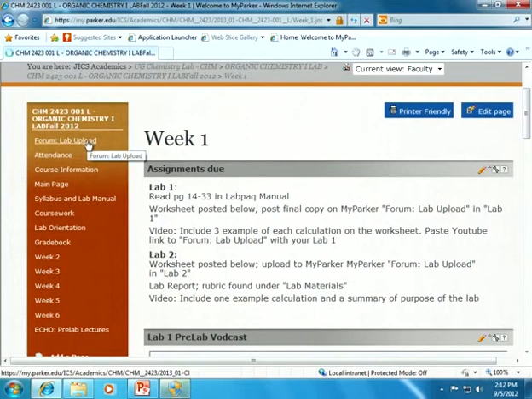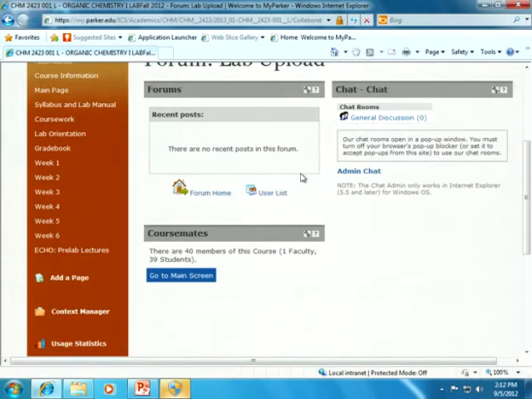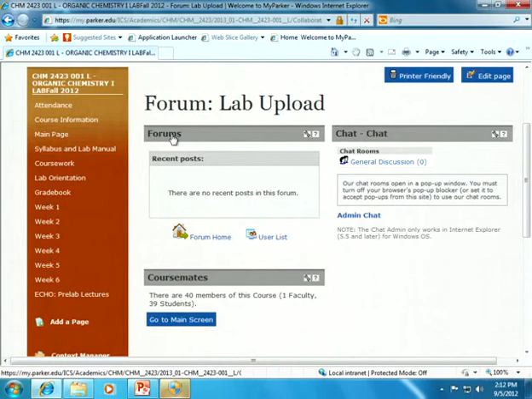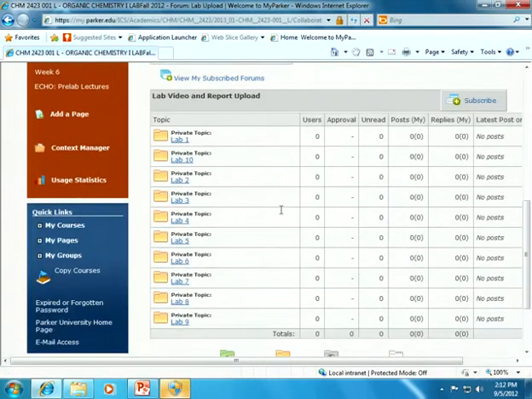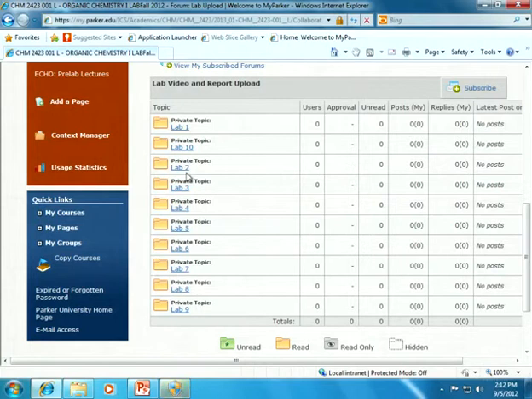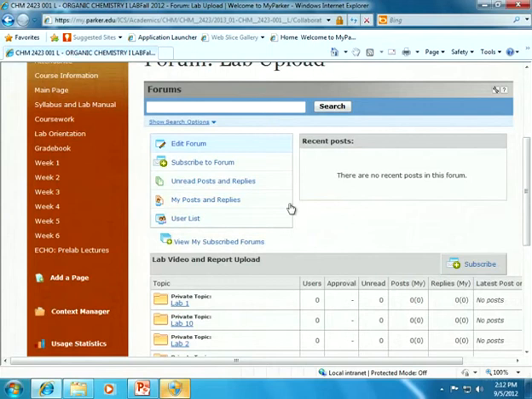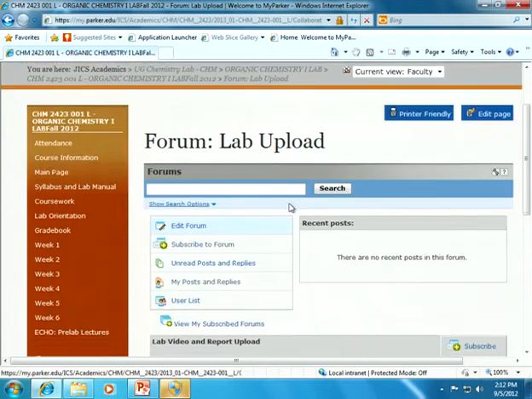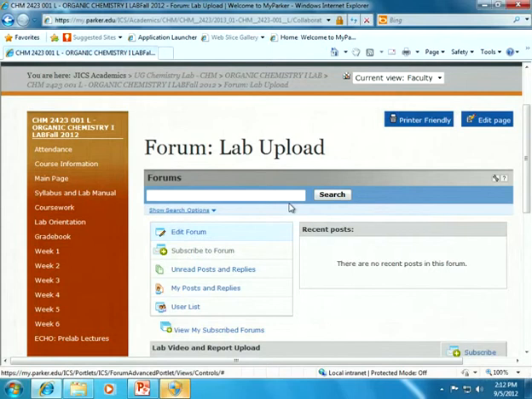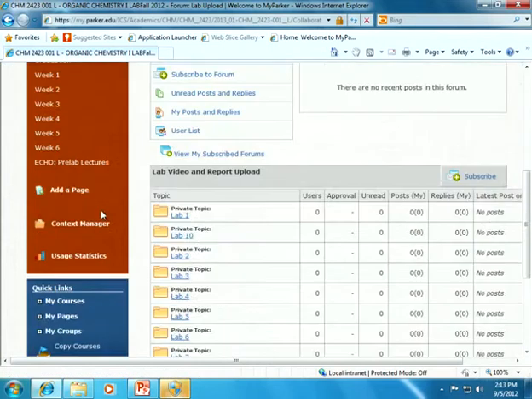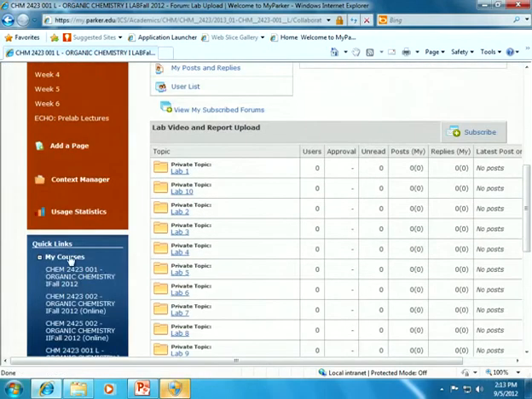And then here's where you upload everything. This is just like a discussion board. And you upload everything onto here under forums. Lab 1 goes under lab 1, lab 2 goes under lab 2, everything. So that's everything. Just start clicking on buttons and seeing what they do. That's really the only way you'll fully learn. But I do have the lab orientation video, so if you want just a little 5-6 minute video on where everything in the lab is located.